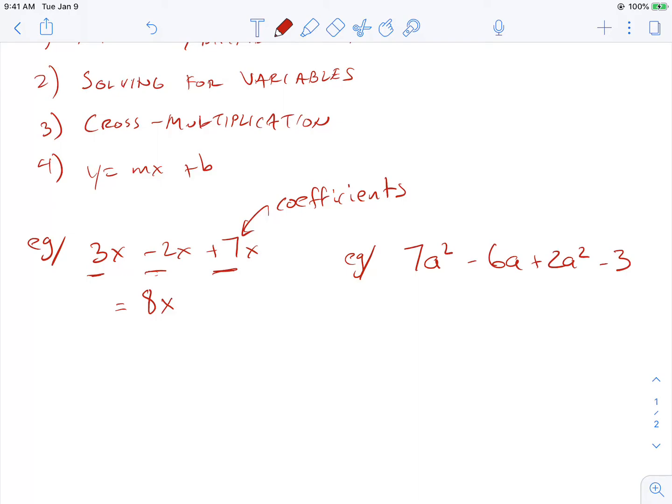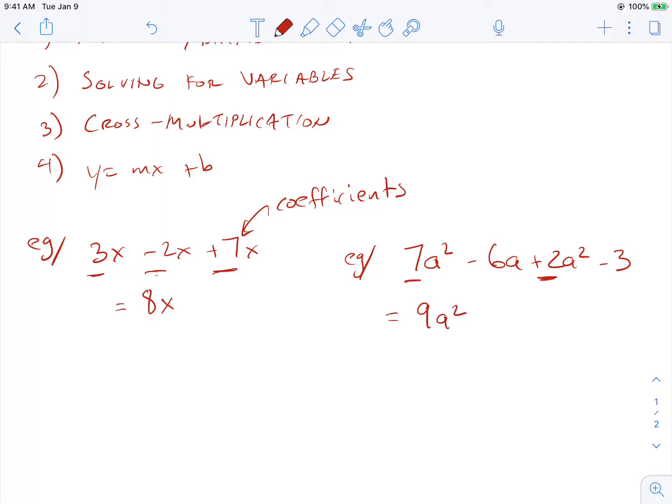Now, in the last one, everything was an x, so it was very nice and easy, but you can only work with, for instance, a squared only works with a squared. You can't mix an a squared and an a. So what we're going to do is first we'll focus on our a squareds. So here we have 7a squared, and then the only other a squared we have here is the plus 2a squared. So if we have 7a squared plus 2a squared, we end up with 9a squared.